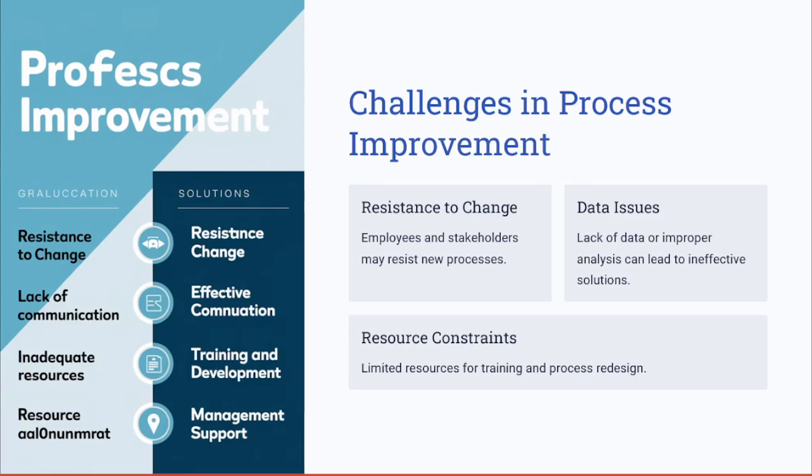Let's now have a look at the challenges that you might face when doing process improvement. Implementing process improvement comes with some challenges, including resistance to change, data inaccuracy, and resource constraints. Change management strategies and proper stakeholder engagement can help overcome these challenges. The resistance to change, for example, sometimes comes from employees, stakeholders, or end users not being able to adapt to the new technology.